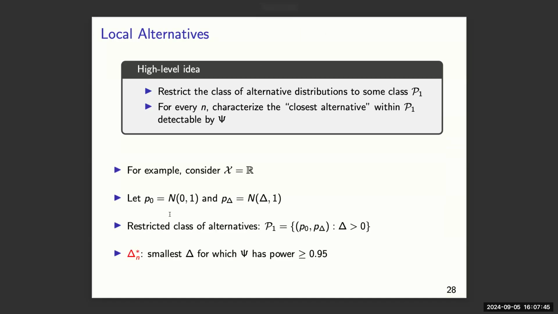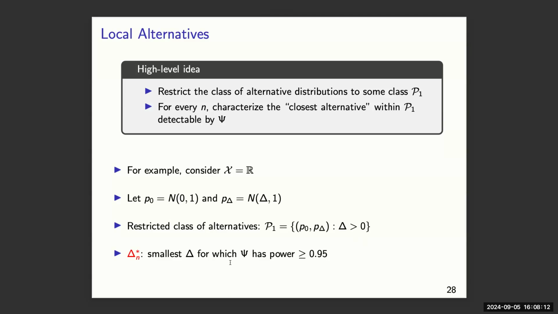Just as an example, let's consider the case where we are working with real-valued observations and the class of alternatives looks like this. It consists of pairs of distributions, P0 and P delta. P0 is normal 0, 1, and P delta is normal delta, 1. So just a mean shift detection. This is the class of alternatives. What we want to understand in this setting is delta star n, the behavior of delta star n with n.